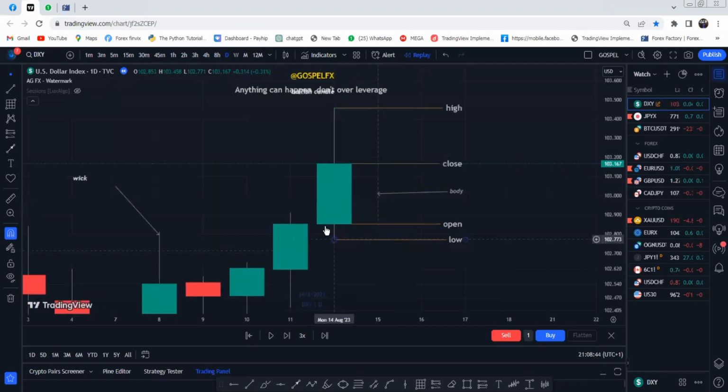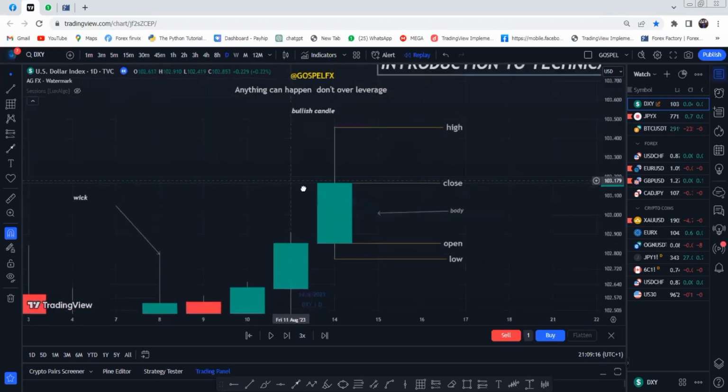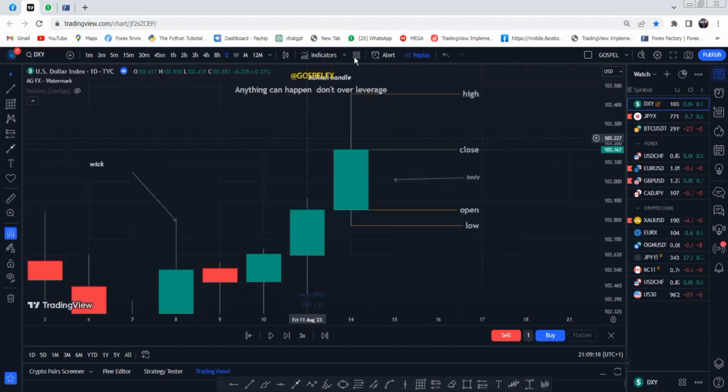So this means that price opens here, traded down, and created a low. Buyers came in. Buying pressure, buy orders, pushed price back up to this point. When it pushed price up to this point, sellers came into the market and pushed price back down, and the market closed at this point before the new candle opened. This is for a bullish candle.